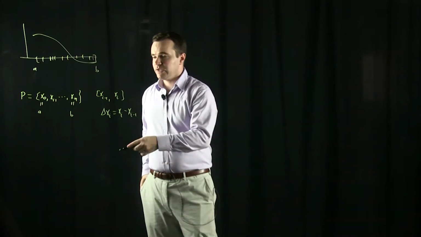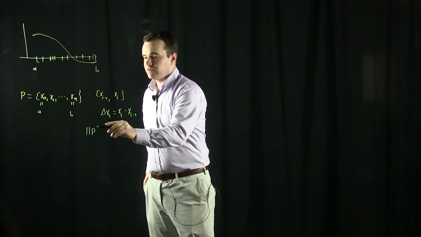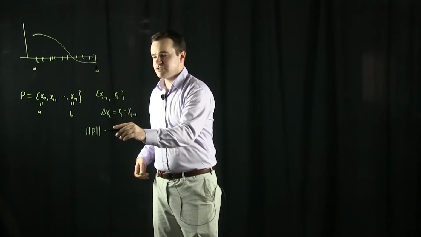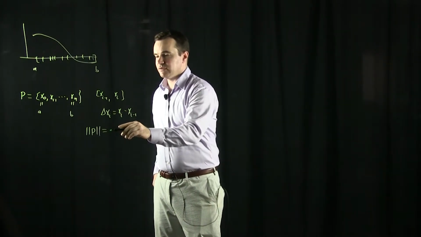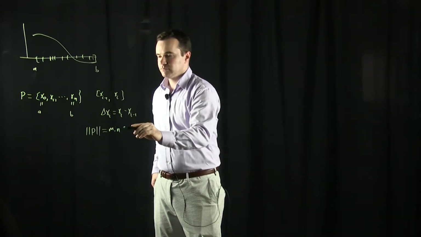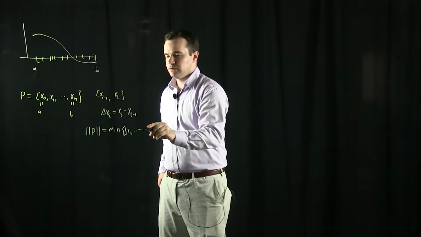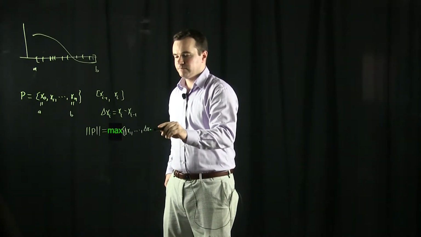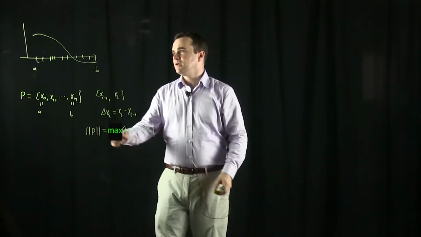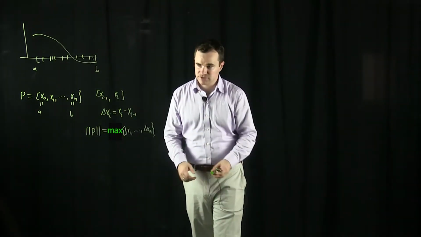And so the way we're going to keep track of that is I'm going to say the length, or you'll hear it called width. You'll also hear it called mesh, mesh of the partition. It's just going to be the smallest of all the delta xi's, so the minimum of maybe delta x1 all the way up to delta xn. So in this picture, maybe that length is the mesh or the width of the partition.